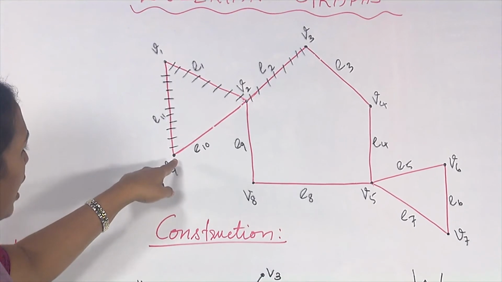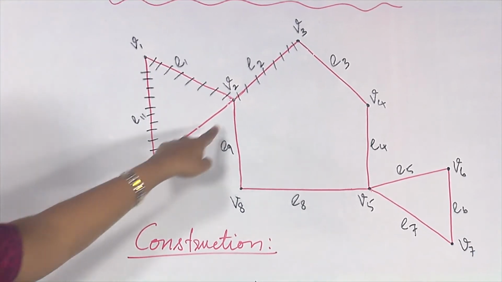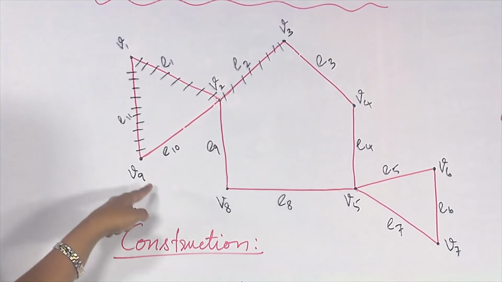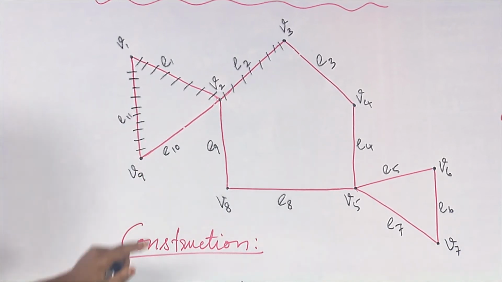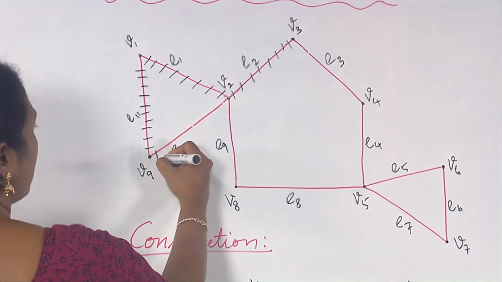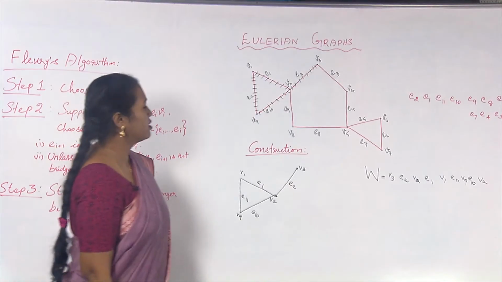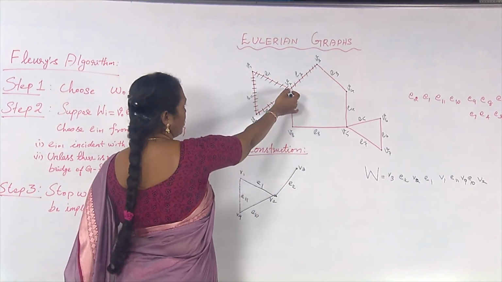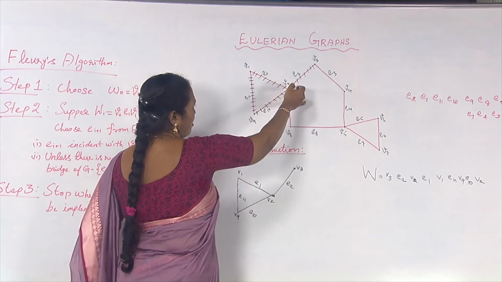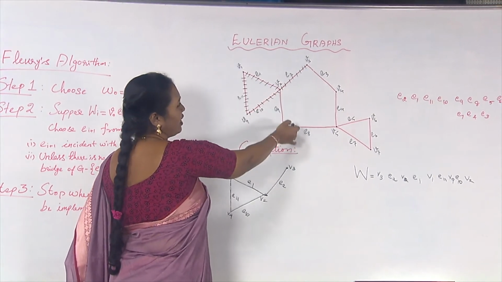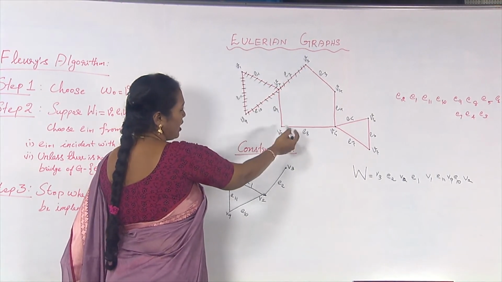Now I am here at v9. There is only one edge here, e10, and it is not a cut edge. Therefore I can choose it, and I am choosing it. So now we are back at v2 here, and this edge has already been done, and therefore you are left with only the edge e9 and this vertex v8.